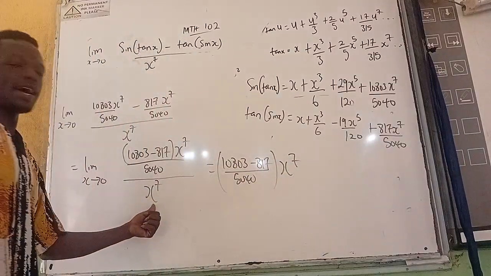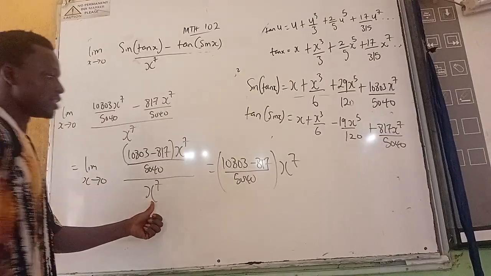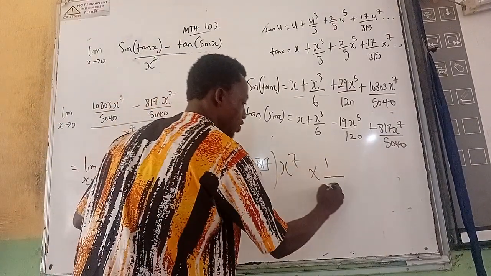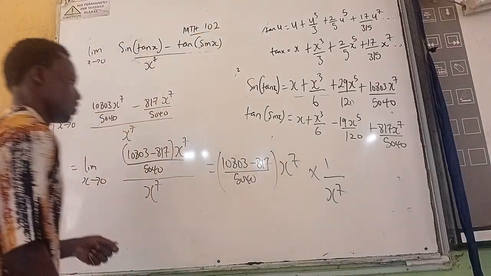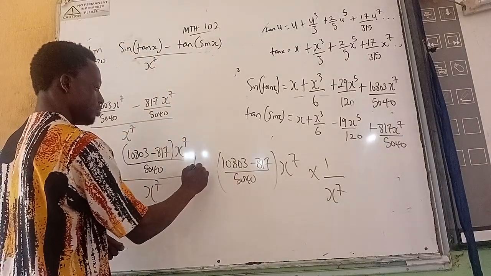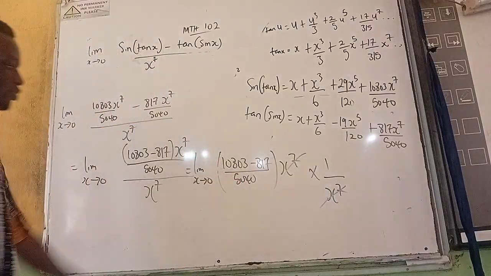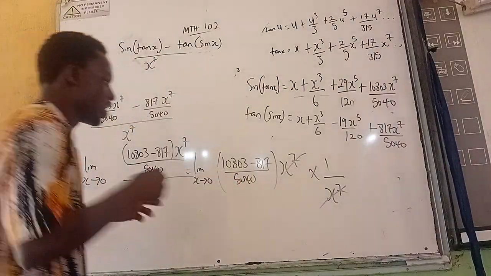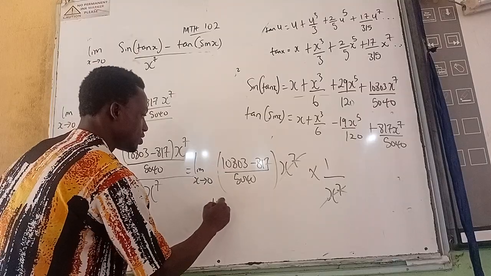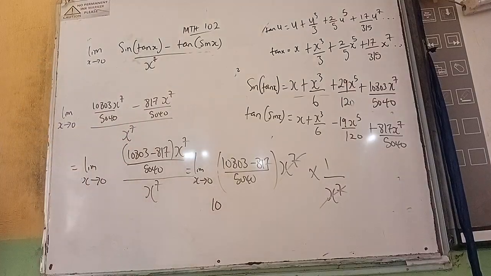x7 divided by x7, which is the same thing as multiplying by 1 over x7, equals to limit as x tends to 0. So this cancels. So we don't even need to put our limit again. So what do we have left? We have 10. I hope I have not made a mistake.